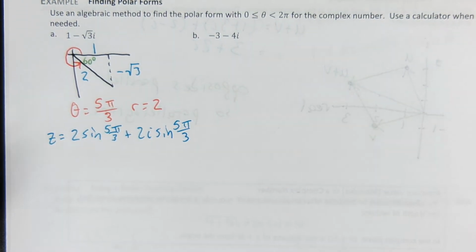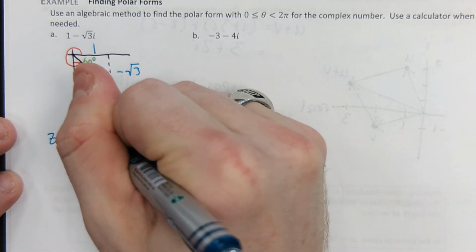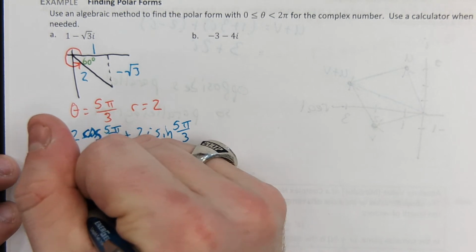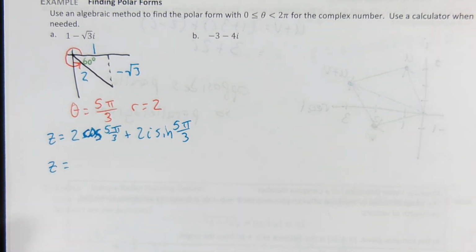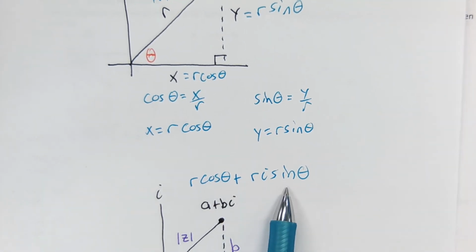And since, whoa, that's supposed to say cosine. Oh my golly. There we go. Not sure what just happened. Small stroke, sorry. r cosine theta plus ri sine theta. Anyway, we would shorten that. That's r, that's the r cosine theta plus ri sine theta.